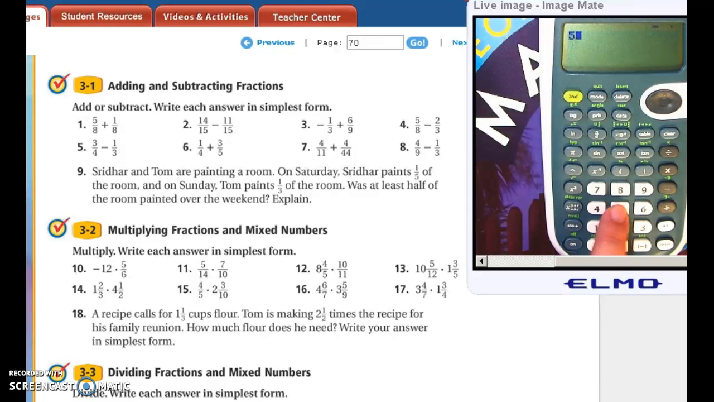We're going to hit 5, n over d, 8. When you make your fraction, you want to hit the right arrow so that completes your fraction. Add 1 over 8, and that will give you 3 over 4. So number 1 is 3 over 4.